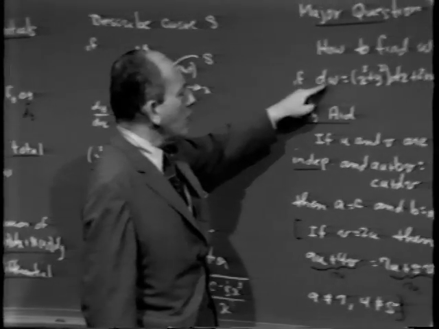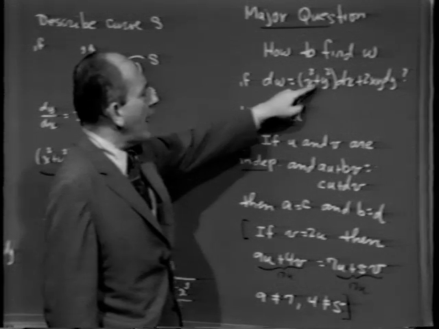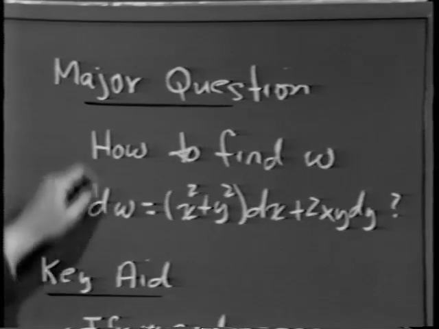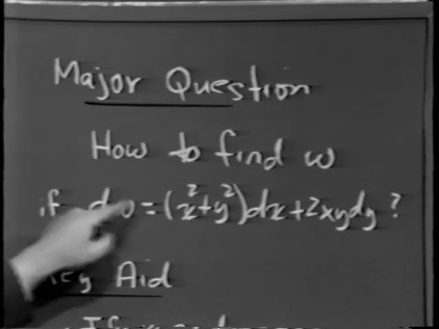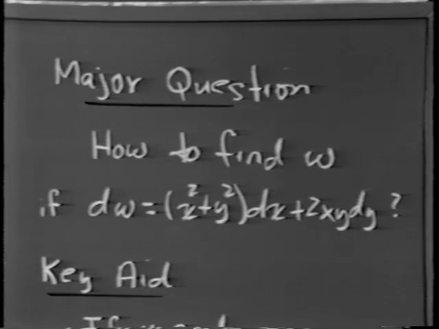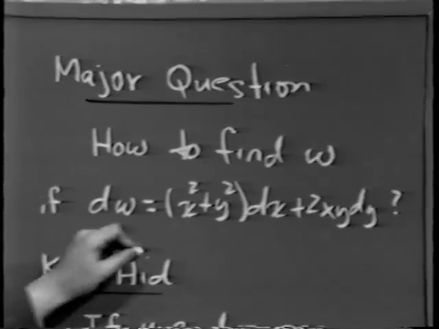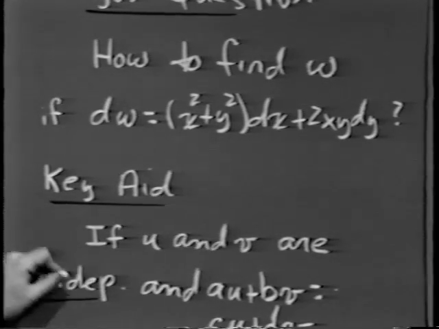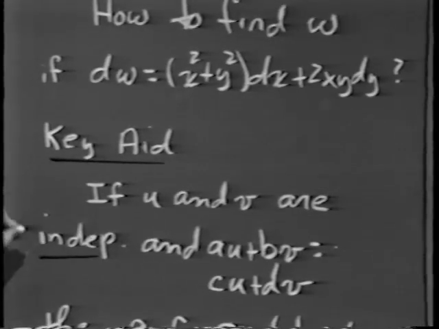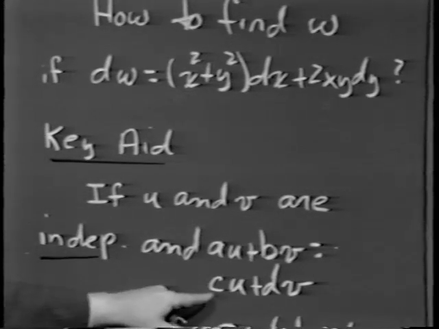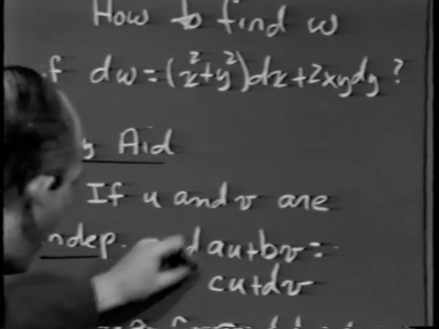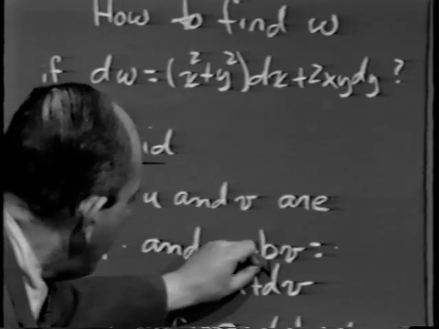Suppose all I told you was that we had the differential x squared plus y squared dx plus 2xy dy. And I said to you, find a function w such that dw will be x squared plus y squared dx plus 2xy dy. The key computational aid in doing this involves the fact that if u and v are independent variables, and it's crucial that they be independent, that if au plus bv equals cu plus dv, it must be that a equals c and b equals d.